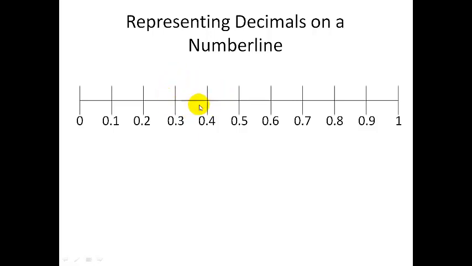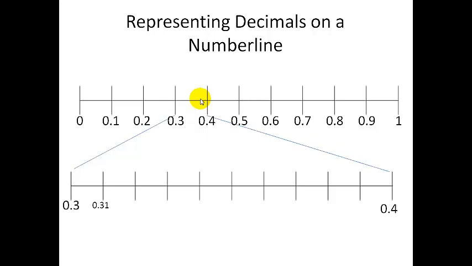So let's look at what happens between 3/10 and 4/10. Well, we're going to divide it out. So first I've got 31 hundredths, 32 hundredths, 33 hundredths, 34 hundredths, 35 hundredths, 36 hundredths, 37 hundredths, 38 hundredths, 39 hundredths. And the reason that works is because we're always going to split each section into 10 parts. So if I divided each one of these into 10 parts up here, I'd have 10, 20, 30, 40, 50, 60, 70, 80, 90, 100 parts in between 0 and 1.